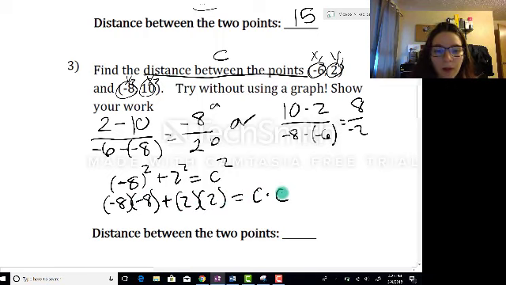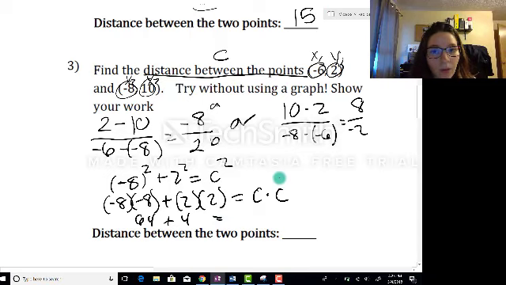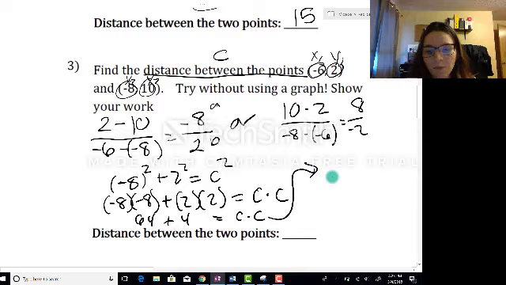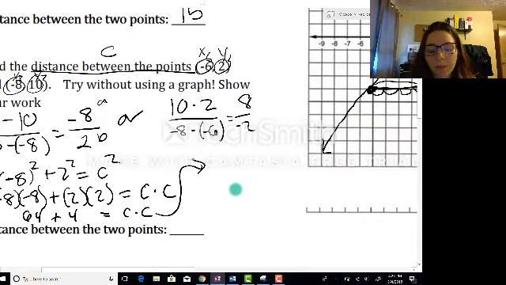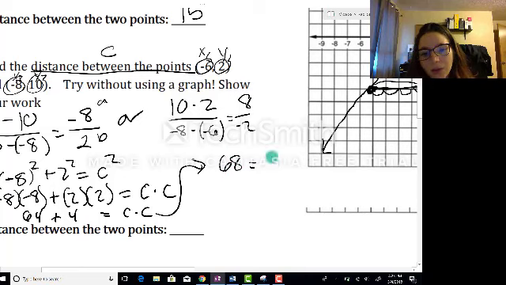Okay, I'm really breaking it apart. So negative 8 times a negative 8 is going to give you a positive 64. So two negatives multiplied together gives you a positive. So you get 64 plus 4 equals, now we don't know what C is yet, so I'm just going to leave it as C times C. I'm going to bring this information over here because I'm running out of room. And then you end up with 68 equals C times C.